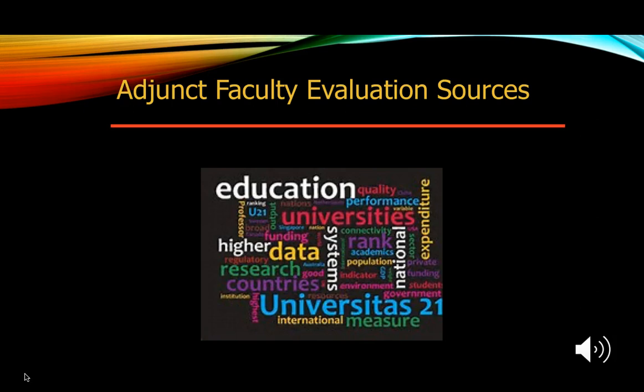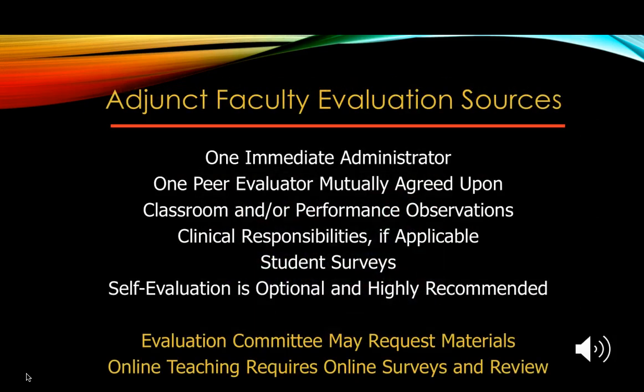Adjunct faculty evaluation sources. The sources for the adjunct faculty evaluation are: 1 immediate administrator, 1 peer evaluator who is mutually agreed upon by the evaluatee and the immediate administrator. Most often, this is a full-time professor in the evaluatee's instructional area or a related area.